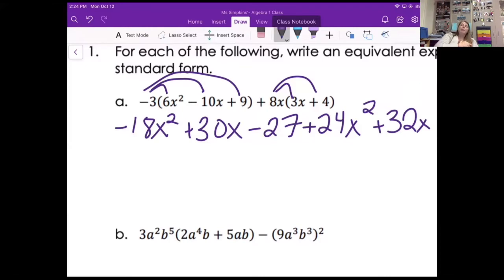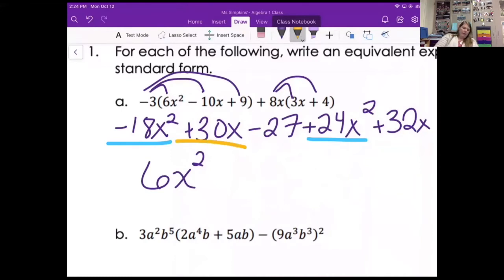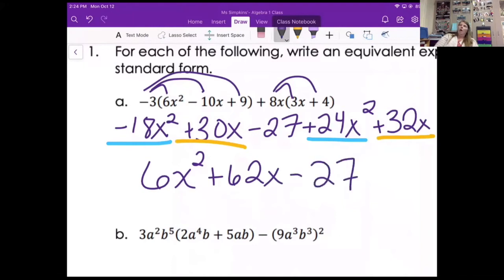So our biggest exponent is our x squareds. So we have negative 18x squared and 24x squared. If I combine negative 18 and 24, I end up with 6x squared. And again, we're doing standard form. So our next term should be our x terms, 30x and 32x would be 62x. And then our last thing would be our minus 27, which is our constant term.